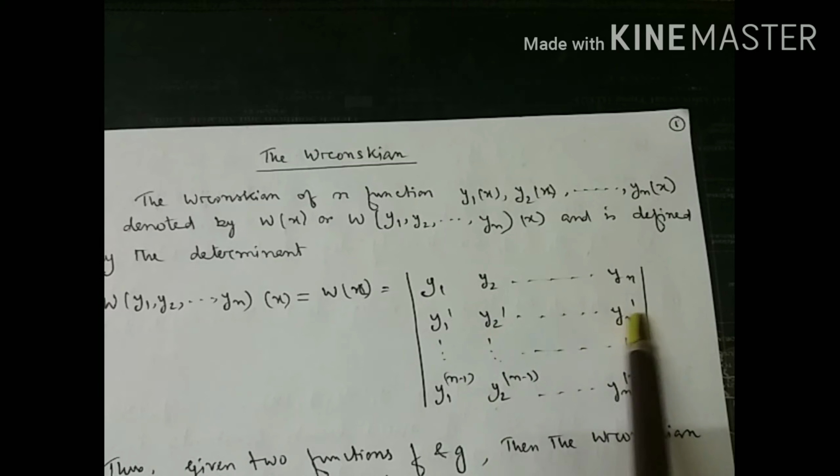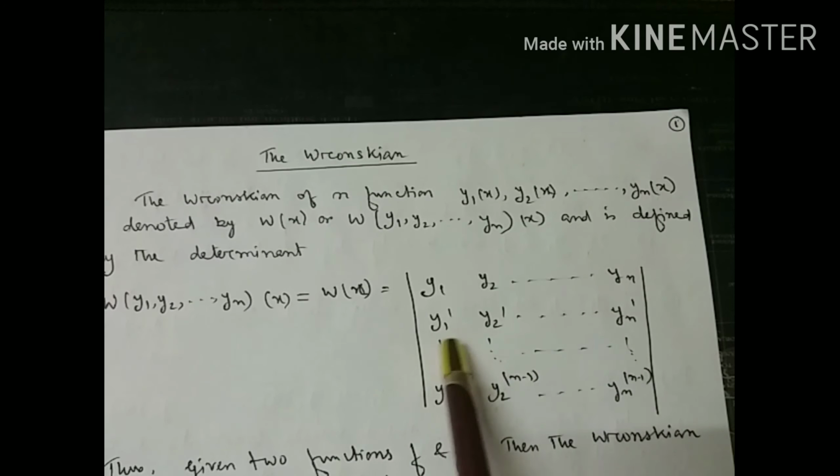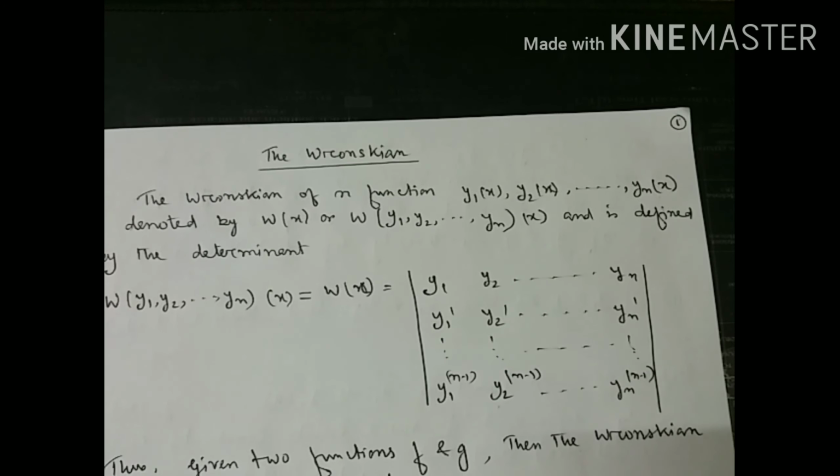Then the second row is the first derivative of these functions: y1 dash, y2 dash up to yn dash, and like this down to the (n minus 1)th derivatives of y1, y2 up to yn. So this determinant is called the Wronskian of the functions, right?